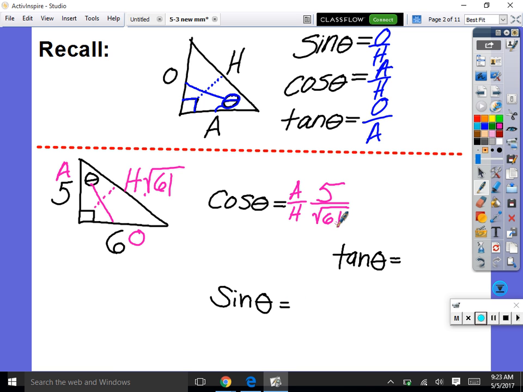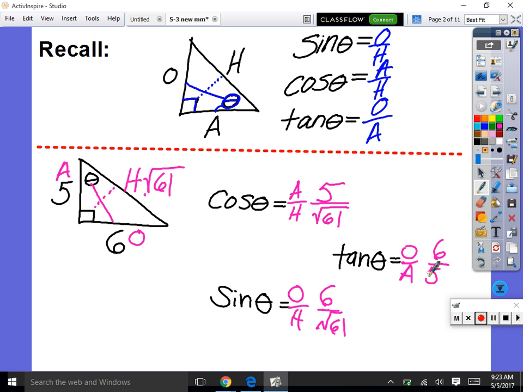Sine is opposite over hypotenuse. So you'd go to theta. Your opposite side 6, your hypotenuse is root 61. You're done because it said find sine of theta. We did that. Now tangent of theta is opposite over adjacent. So opposite over adjacent, isn't that 6 over 5, everybody?